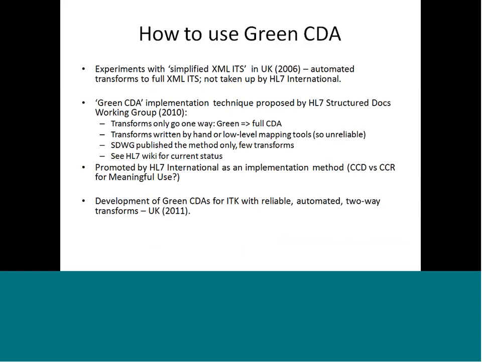Next topic, next 5 minutes, is a brief overview of the history of Green CDA. This overview is a kind of sandwich, if you like, with something going on in the UK at the top and at the bottom, and some international, US mainly, activity in the middle. About 6 years ago, there were some experiments in the UK on what was called at the time a simplified ITS, implementation technology, for V3 and CDA. What we managed to show then was you can automatically have a simplified XML and automatically create transforms in both directions. Those experiments were done in the UK and were not particularly taken up by HL7 International, so that's kind of where it rested.